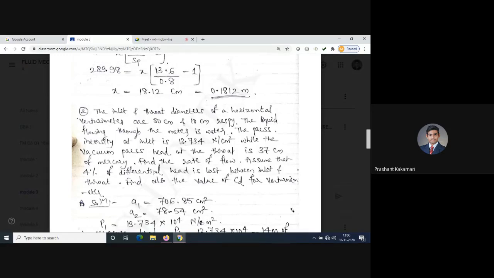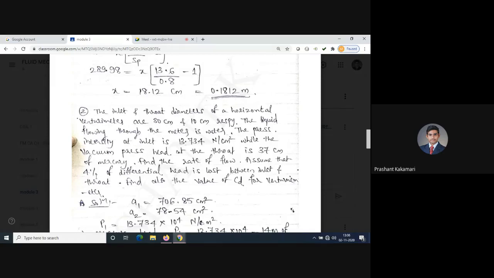It is in vacuum. Find the rate of flow. So we need to find out discharge. So in this problem, we are asking Q. Means the regular equation you have to use, but some conversion you have to do with respect to head and pressure. Assume that 4% of the differential head is lost between inlet and throat.